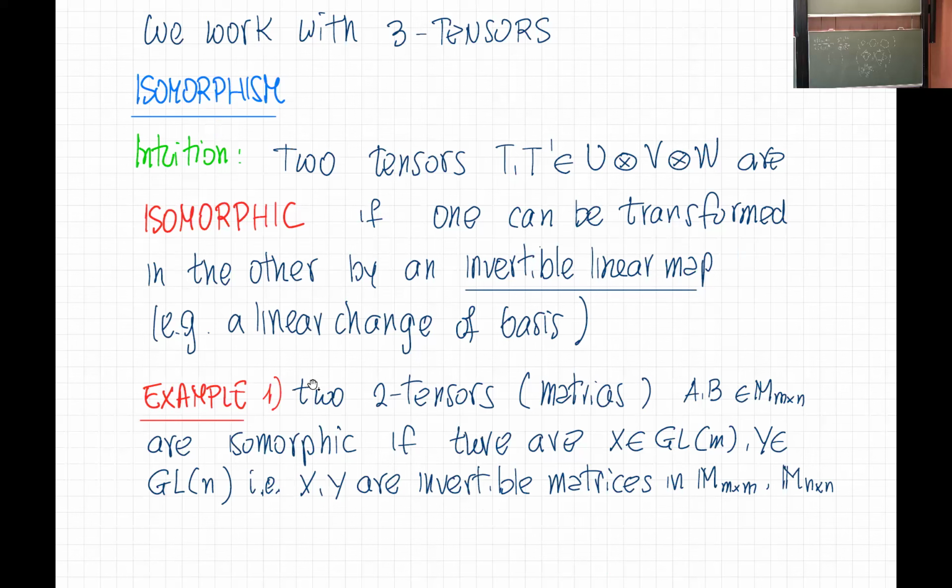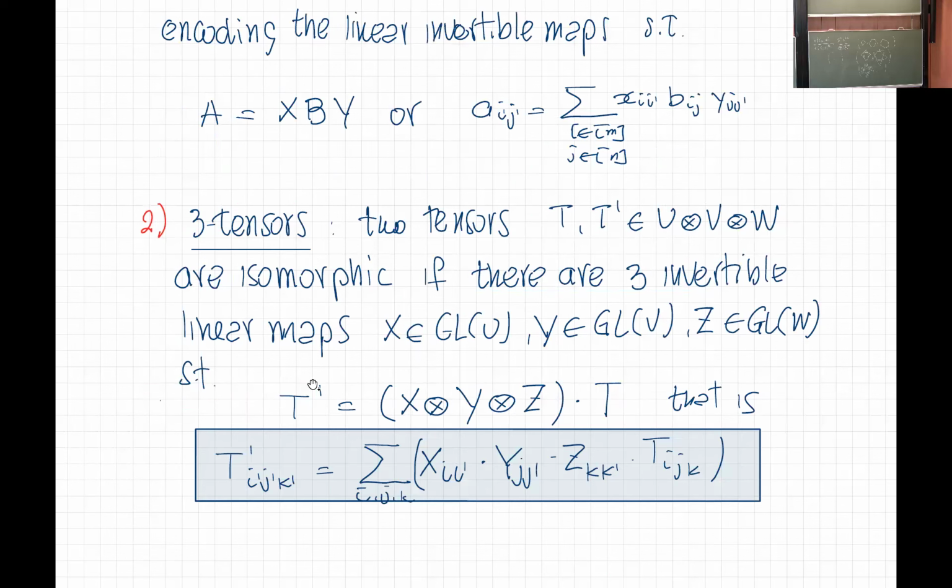If we look at two tensors, two tensors in this case are in fact matrices. Let's say that we have A and B, two tensors in the space of m times m matrices. They are isomorphic if we can find two invertible matrices X and Y in the space of m times m invertible matrices, such that A equals X times B times Y.